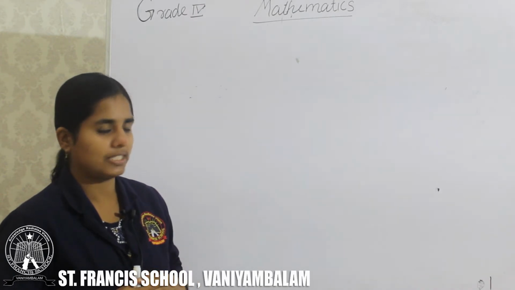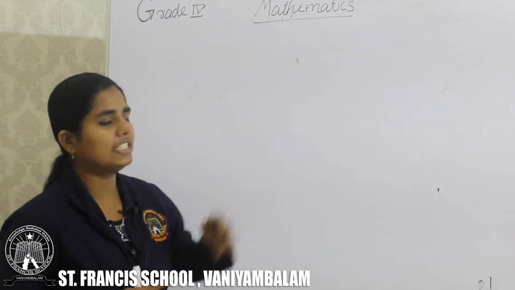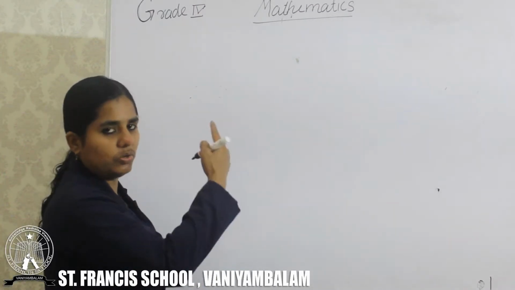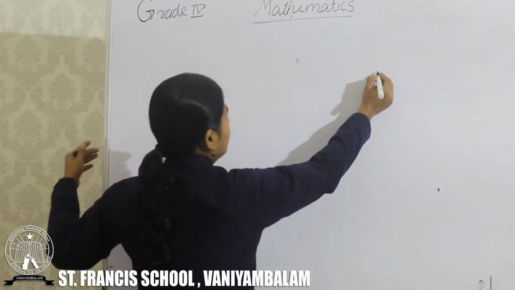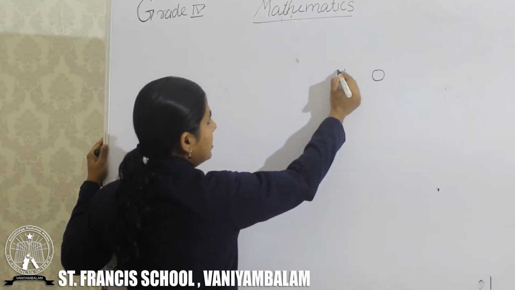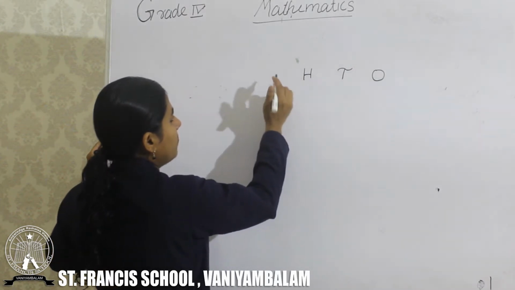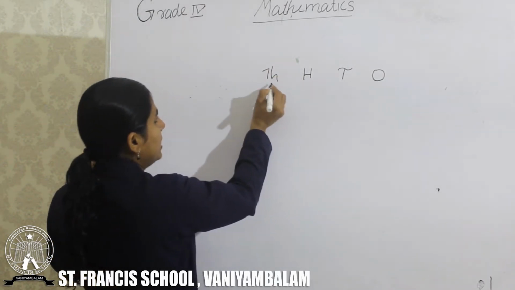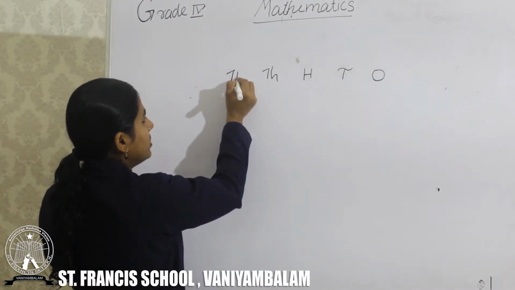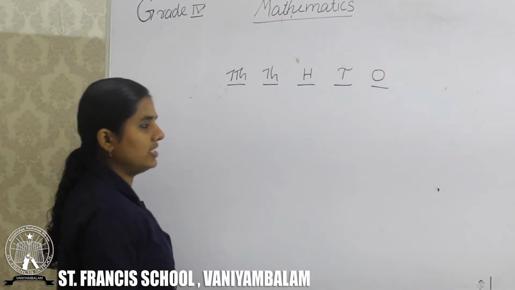Which are the places? Every time we want to start from the right side. Right to left. On the right side we write ones. Then left of the ones we have tens. Left of the tens we have 100. Left of the 100 we have 1000. Left of the 1000 we have 10,000. This is the place value chart of 5-digit numbers.